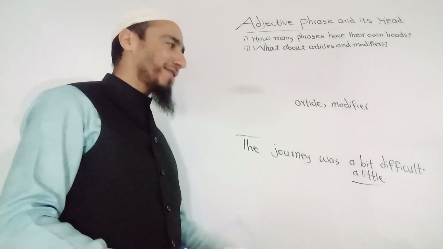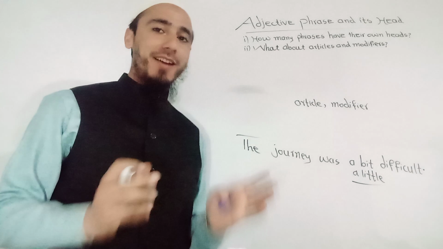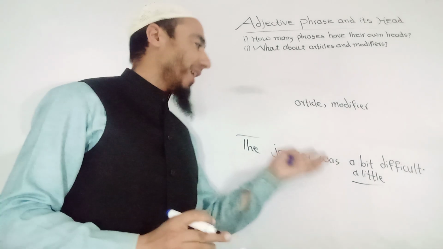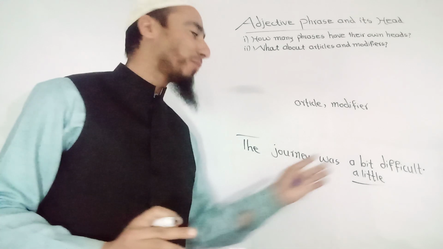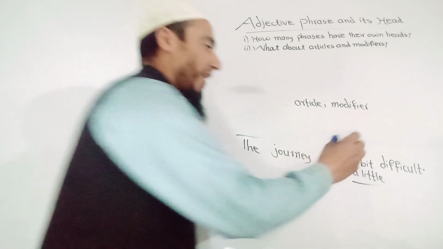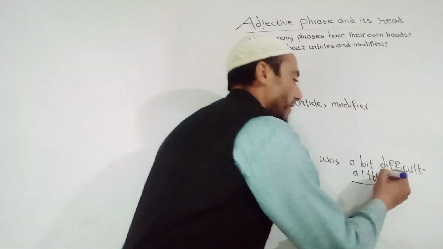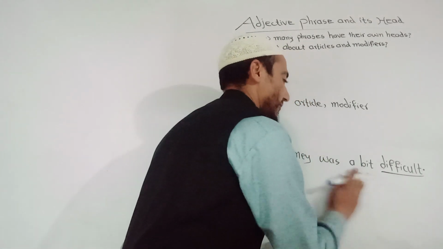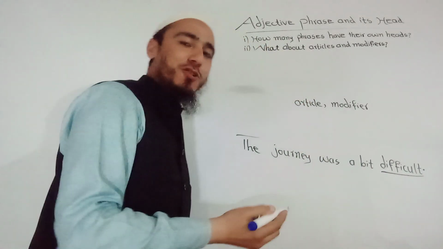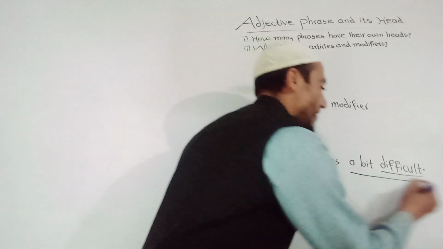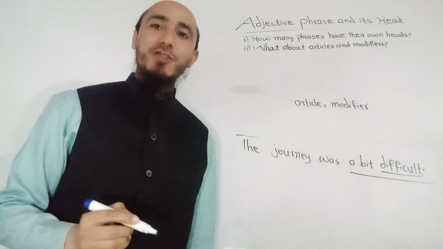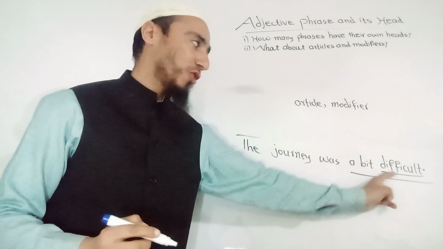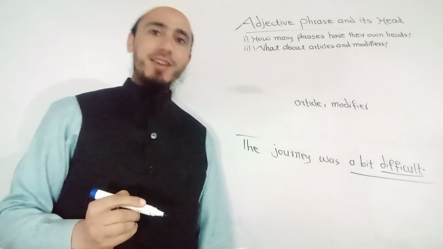Now listeners and audience, I am going to explain whether it is the head of adjective phrase or not. So what is the head of adjective phrase in this entire sentence? In this entire sentence, difficult is the head. What is adjective phrase? This complete chunk of words is the adjective phrase, and the head of adjective phrase is difficult, which I underline.